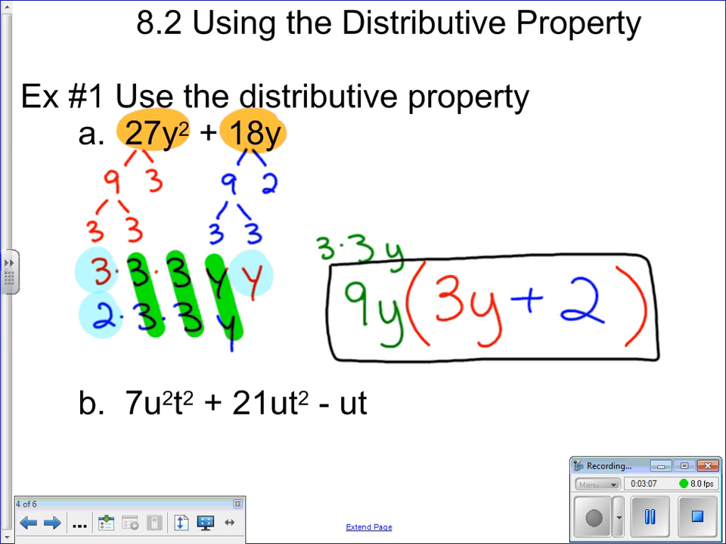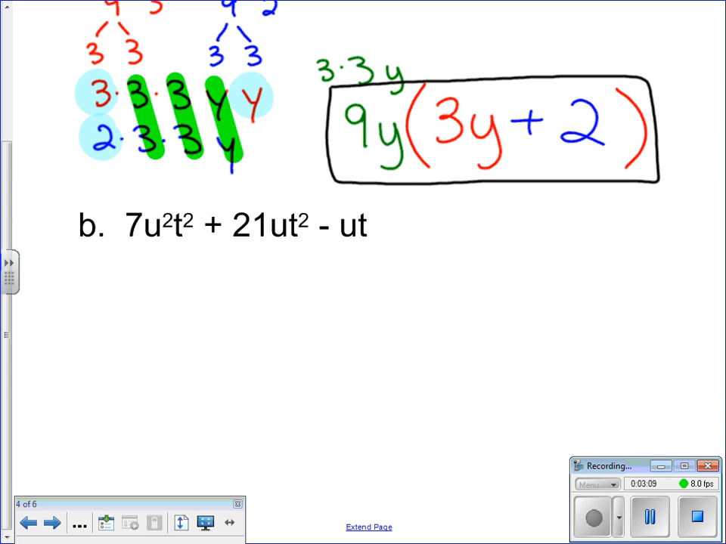Now here's B. Do the same thing. Break this down, and break the last one down. Write out all the factors all the way across, just like you did before. So pause if you want to do that.